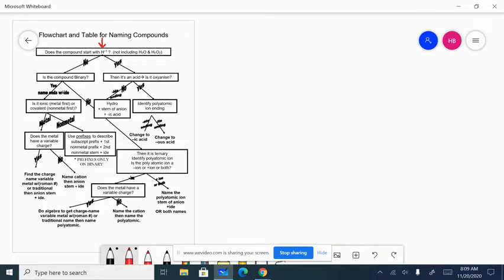So let me start with our most common example. You guys might have heard of this compound before. So we start at the top. It says, does the compound start with H+? H has to be in the very first position. In this case, we're going to answer yes. That means we're finally going to this side of the flowchart. Then it says, then it's an acid.